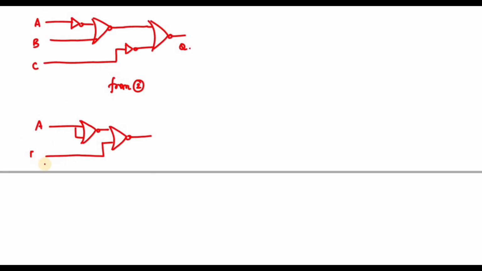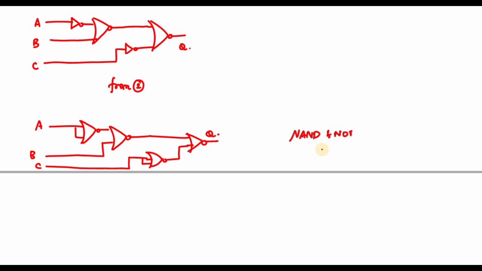So this is my A and this is my B, right? And this is my C. And this is my another NOT gate. So this is how you have to plot the circuit using a NOR gate. Since NAND and NOR are considered universal gates, any gate I can convert into a NAND and NOR gate.